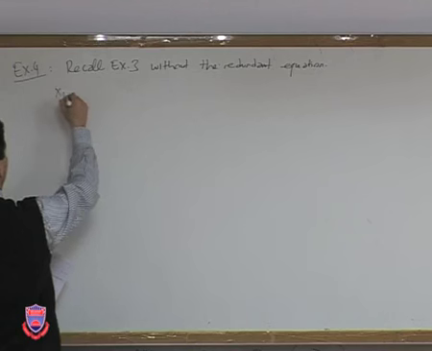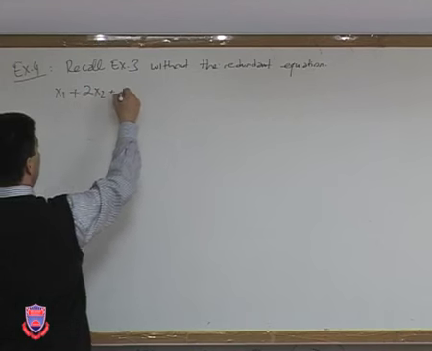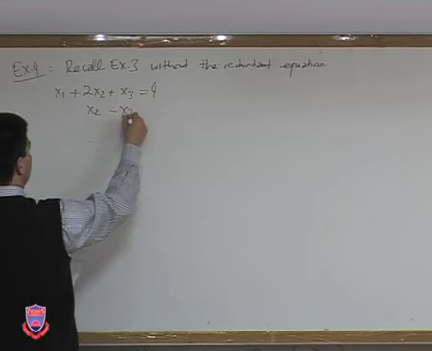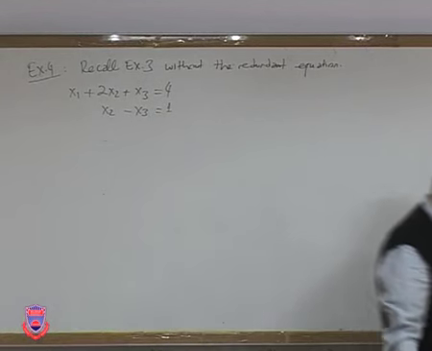So we have the following equations. x1 plus 2x2 plus x3 is equal to 4. And then x2 minus x3 is equal to 1. Okay, so we have 2 equations and 3 unknowns.